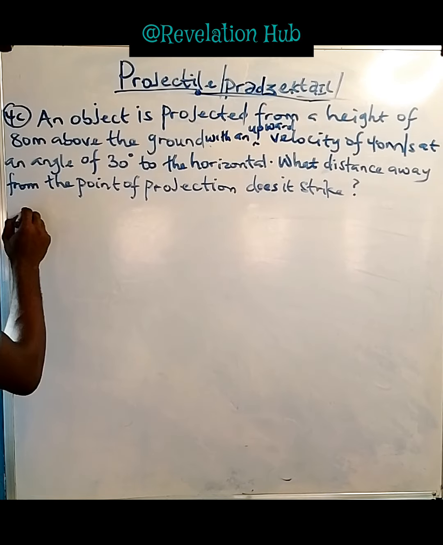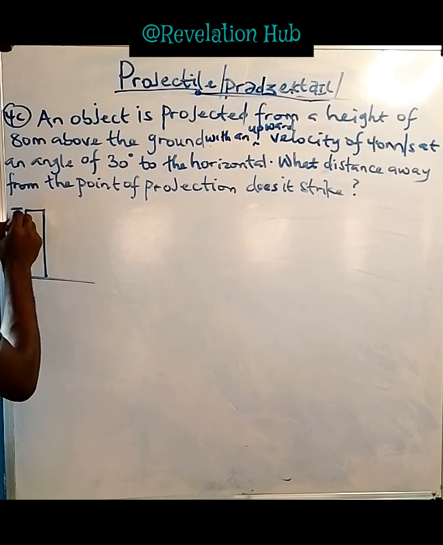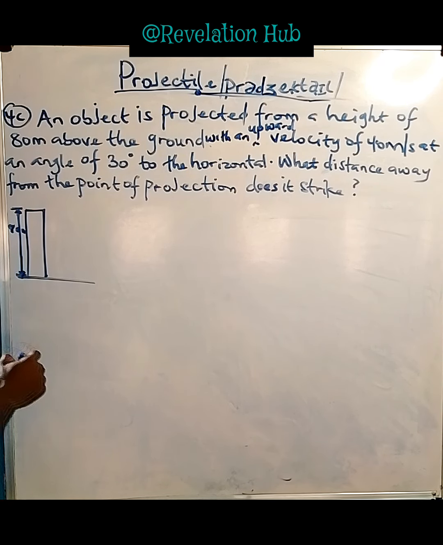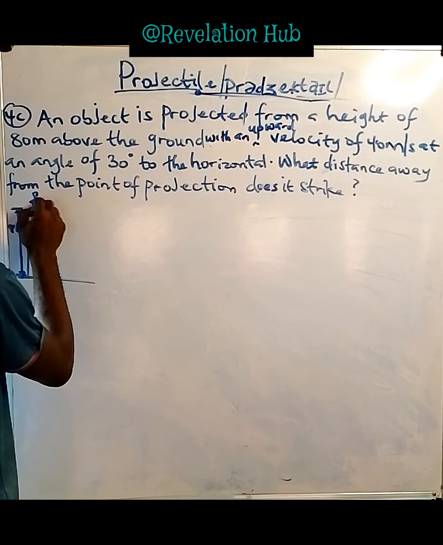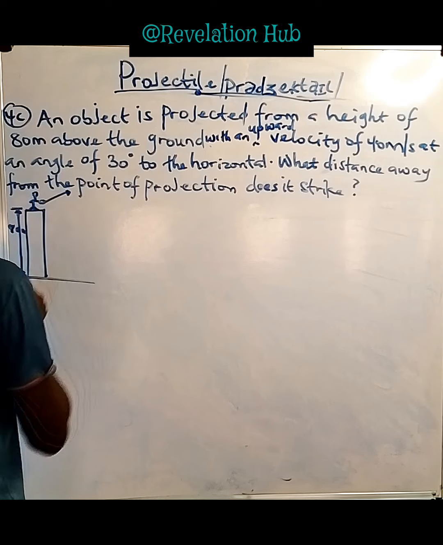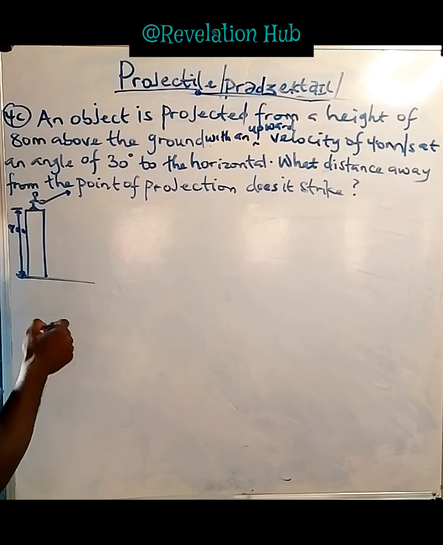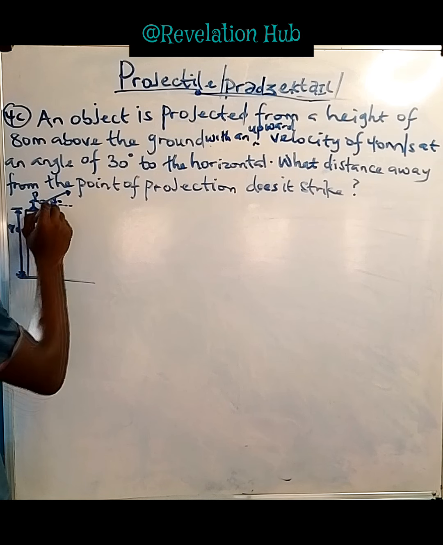So first, let's assume that the elevated surface is a building of 80 meters. A building of 80 meters, that's the elevated surface. Somebody stands here and projects an object. Now, the object was not projected down. The object was projected up. That's more complex than any other one we've done. So it's projected up, 30 degrees against the horizontal.